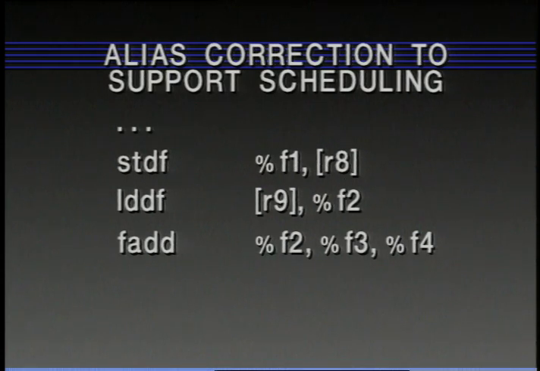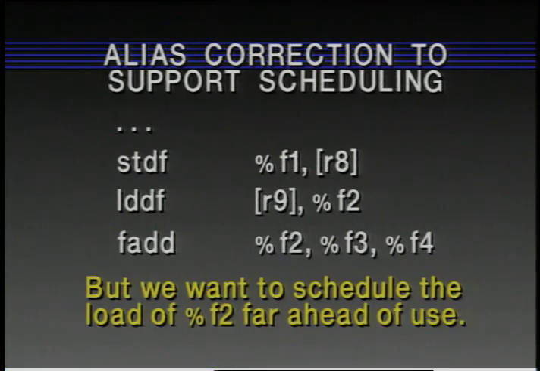So we can do that store. Then we'd want to do a load of a different register, R9, and put that in floating point register 2. Once we've done that load, we want to do a floating point add of register 2, added to floating point register 3, and put the result in floating point register 4. Now, in order to optimize performance here, we would like to move this load as far forward as we can away from the use in the floating point add.